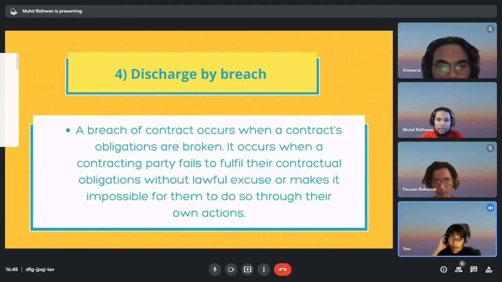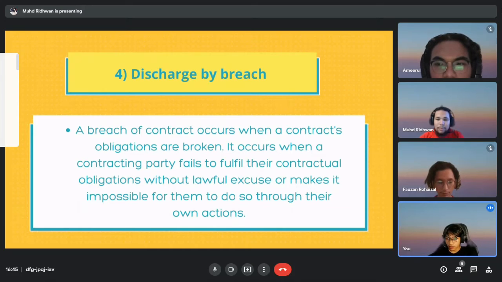So the next one, discharge by breach. A breach of contract occurs when the contract's obligations are broken. It occurs when a contracting party fails to fulfill their contractual obligation without lawful excuse, or makes it impossible for them to do so through their own actions.